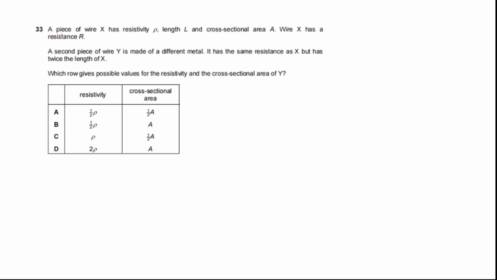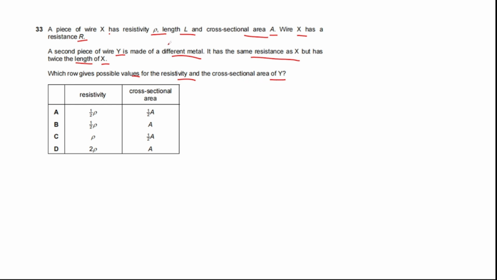Question number 33. A piece of wire X has a resistivity rho, length L, and cross-sectional area A. Wire X has a resistance R. A second piece of wire Y is made of a different metal. It has the same resistance as X but has twice the length of X. Which row gives possible values for the resistivity and the cross-sectional area of Y?